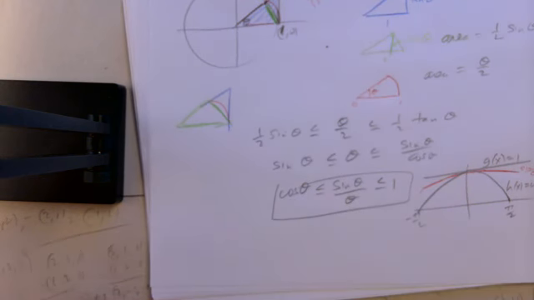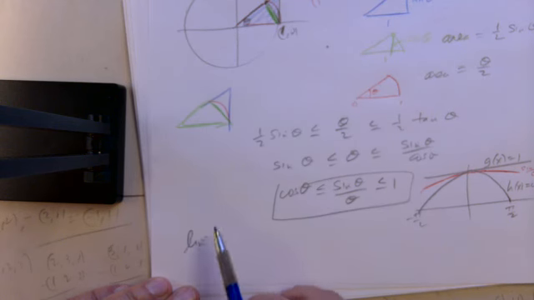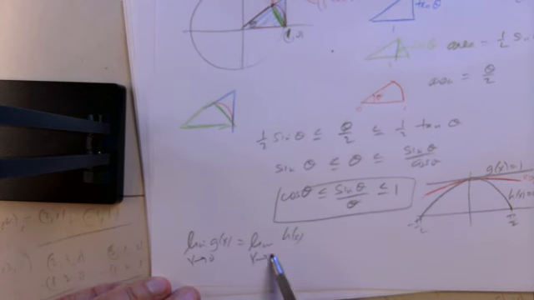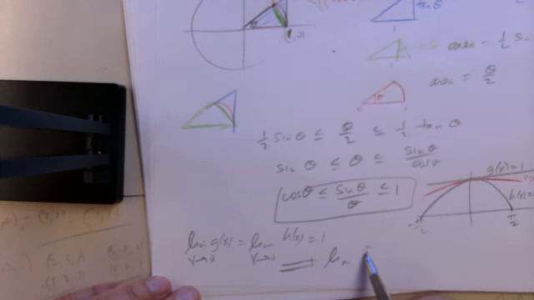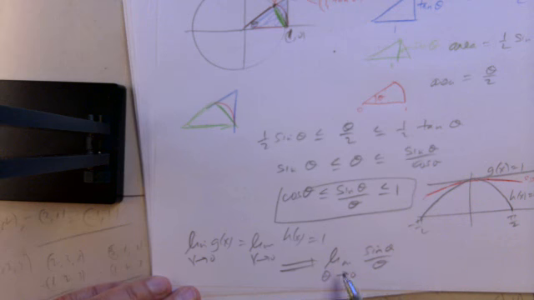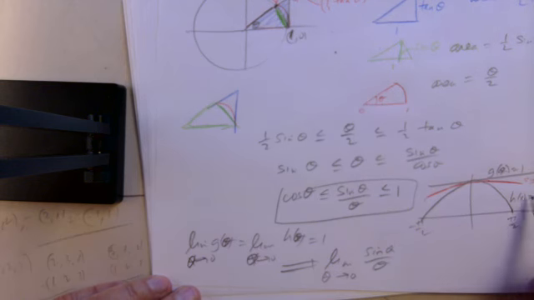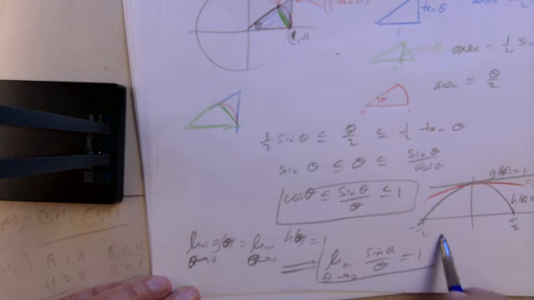So by the squeeze theorem, I have the limit of g of x as x goes to 0, and the limit of h of x as x goes to 0. These are both 1. So that means the limit of sine theta over theta, well, I should call this theta, sine theta over theta is squeezed between this, so it also has to equal 1.